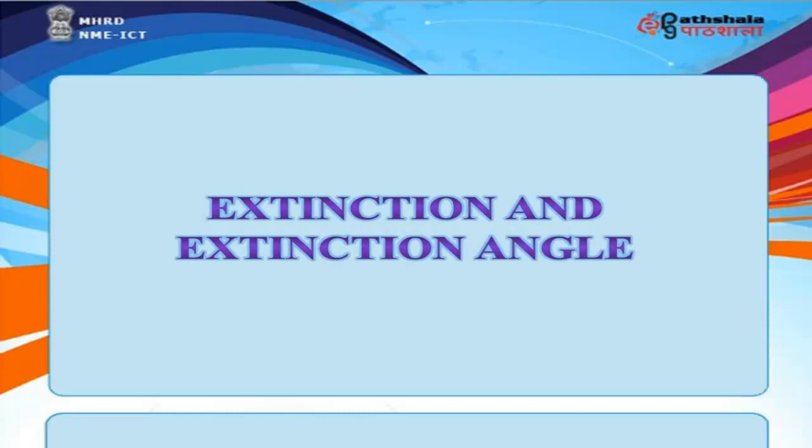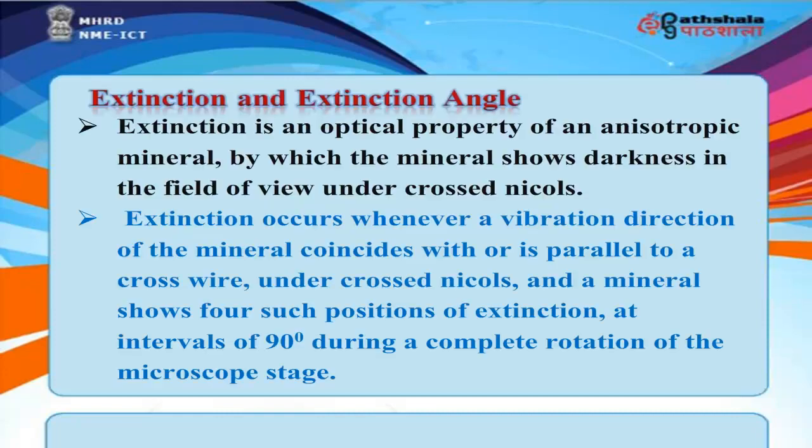Extinction and extinction angle. Extinction is an optical property of an anisotropic mineral by which the mineral shows darkness in the field of view under crossed nicols. Extinction occurs whenever a vibration direction of the mineral coincides with or is parallel to a crosswire under crossed nicols, and a mineral shows four such positions of extinction at intervals of 90 degrees during a complete rotation of the microscope stage.